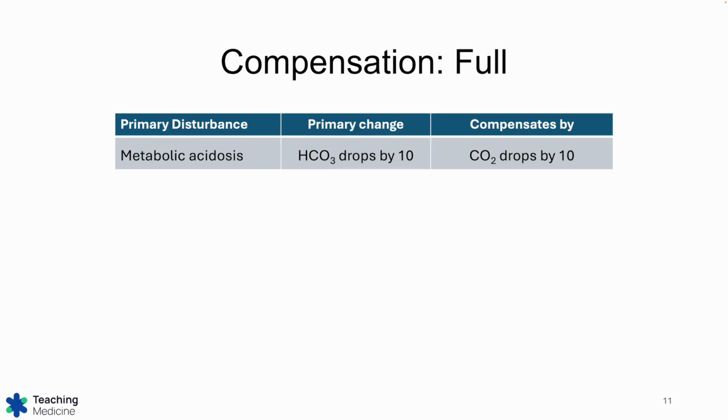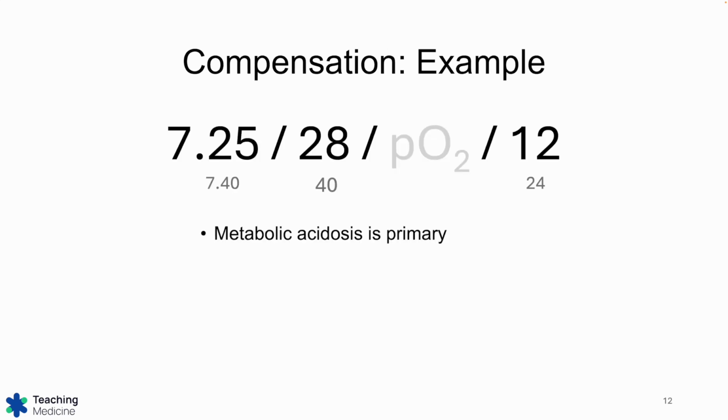So if you have a metabolic acidosis, then your primary process is that your bicarb goes down. And for every drop of 10 that the bicarb goes down, the carbon dioxide will also go down by 10. So it's a 1-to-1 ratio. So let's take a look at what that would look like. pH of 7.25, a CO2 of 28, and a bicarb of 12.